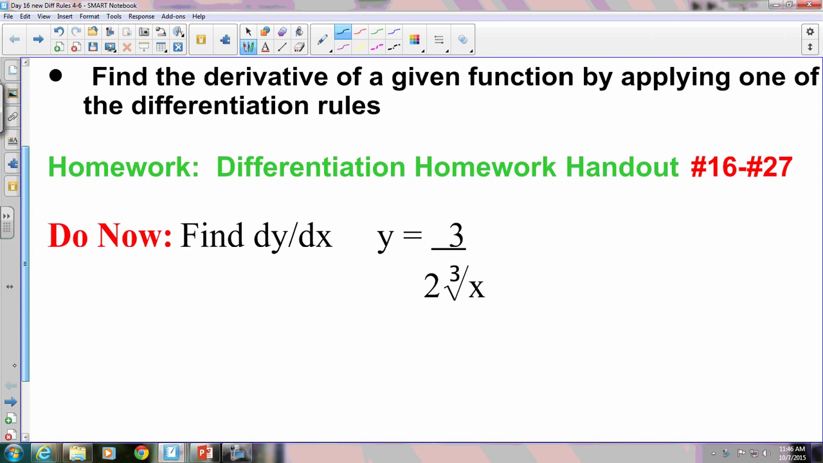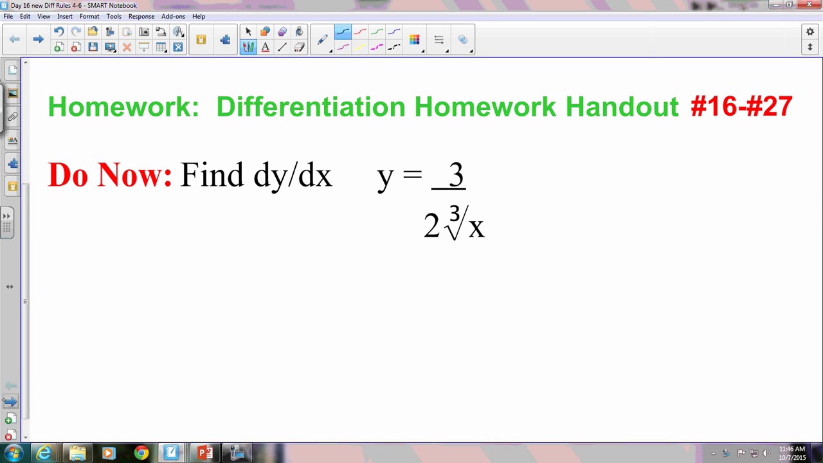All right. So before we go over the homework, I want to see if you guys can find the derivative of 3 over 2 times the cube root of x. You're going to have to rewrite it first. You got to rewrite it as a constant times the power of x.